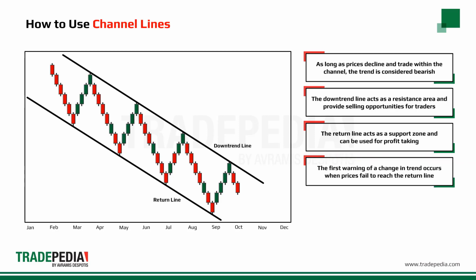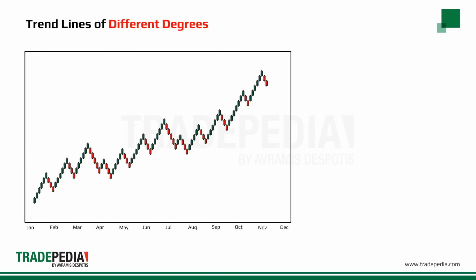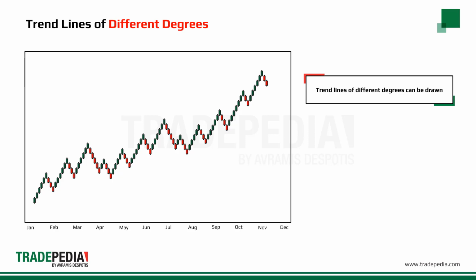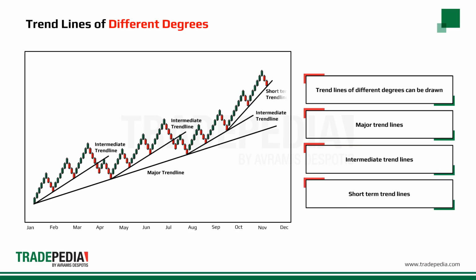The first warning of a change in the trend occurs when prices fail to reach the return line. A break above the downtrend line would provide further indication of weakness in the downtrend. Trend lines of different degrees can sometimes be drawn on a single chart: major trend lines, intermediate trend lines, and even short-term trend lines.